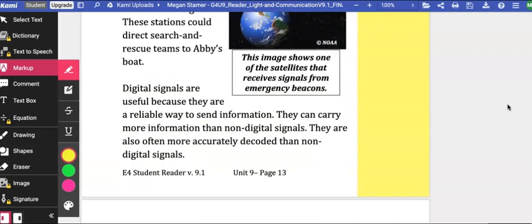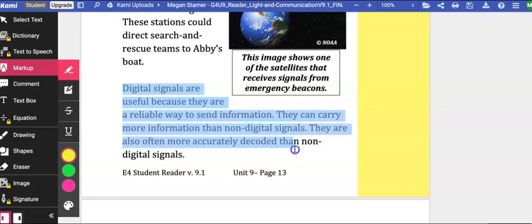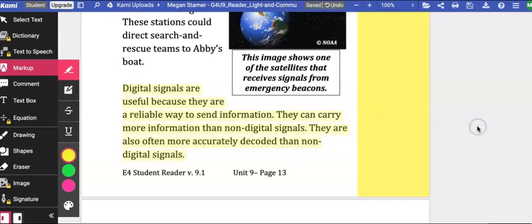Digital signals are useful because they are a reliable way to send information. They can carry more information than non-digital signals. They are also more accurately decoded than non-digital signals.